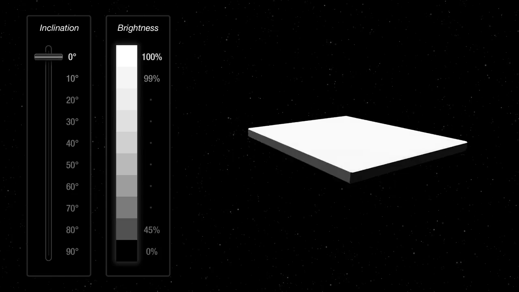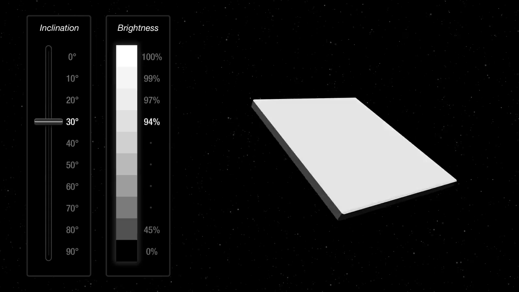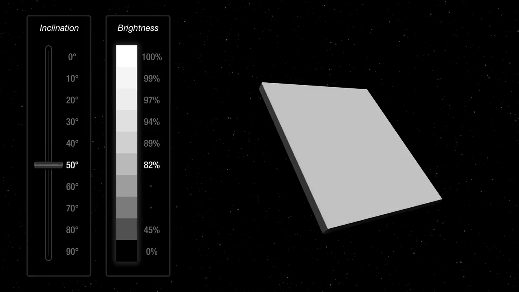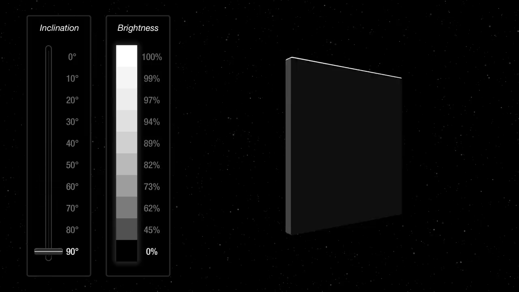We start at 0 degrees of inclination with 100% of brightness. Then we rotate the plane in 10 degree steps, and the brightness drops from 100 to 99, 97, 94, 89, 82, 73, 62, 45, and 0. So you can see there's an increase in speed of darkening.